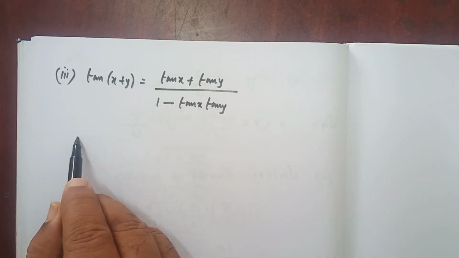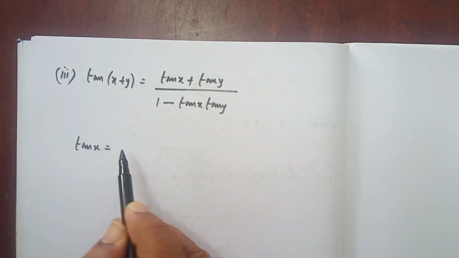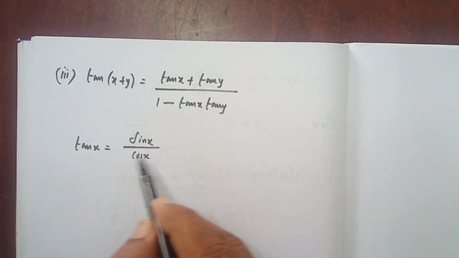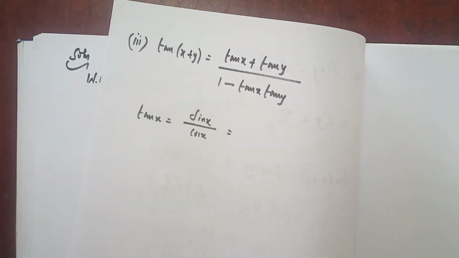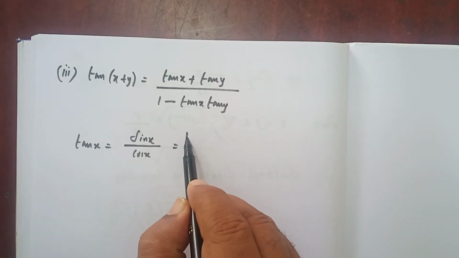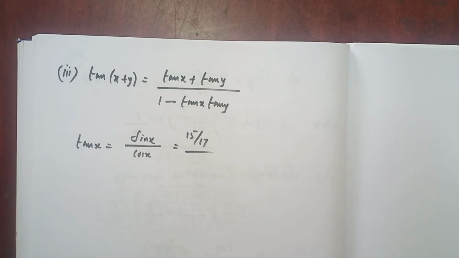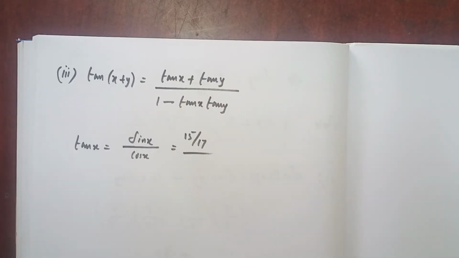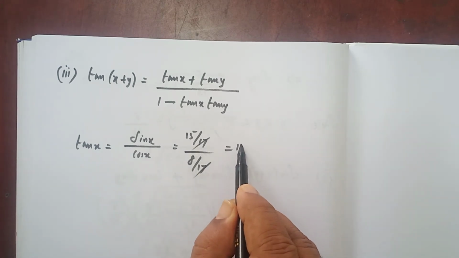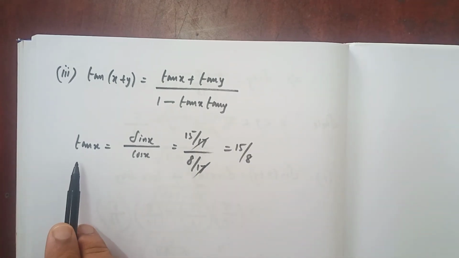First we can find tan x. Tan x is equal to sin x divided by cos x. Sin x value that is given in the question, that is 15 by 17. Cos x value that is 8 by 17, 17 gets cancelled, that is equal to 15 by 8. That is the value of tan x.